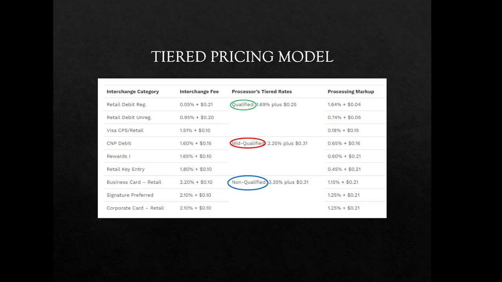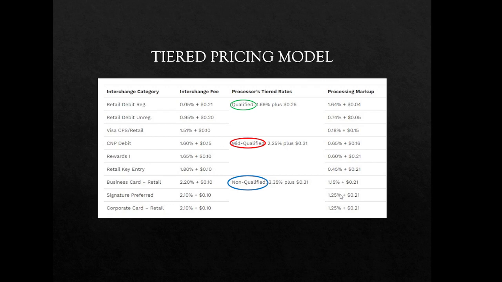But we'll definitely go ahead and go through that. But as you can see here, the cards that come over, we talked about those preferred cards, those corporate cards, those business cards, the ones with the rewards and what have you. Take a look at that non-qualified rate. You see what the processor markup is.